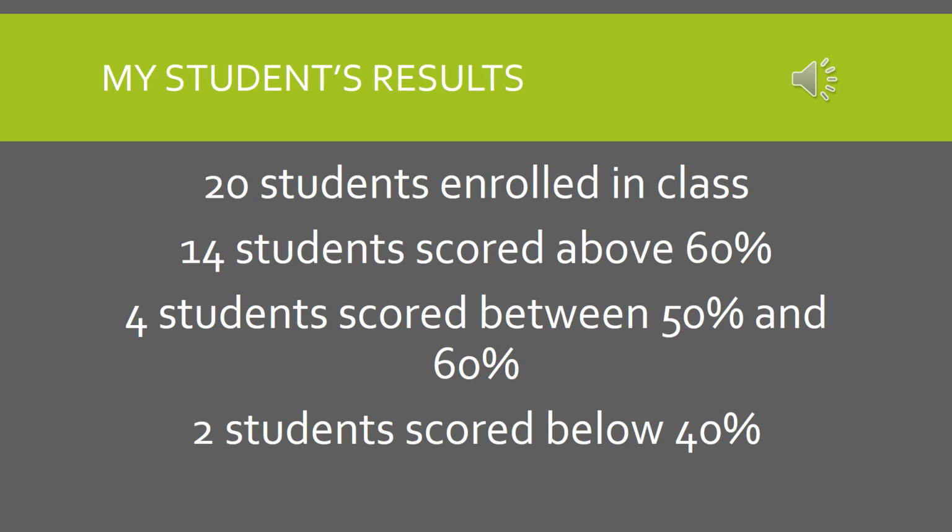Then I had 2 students who scored below 40%, which means the text is at frustration level for these 2 students. And I know from this assessment that I need to choose a different text in my text set for these students.